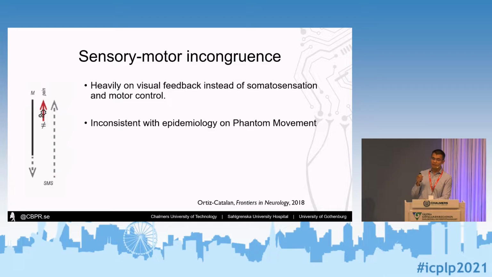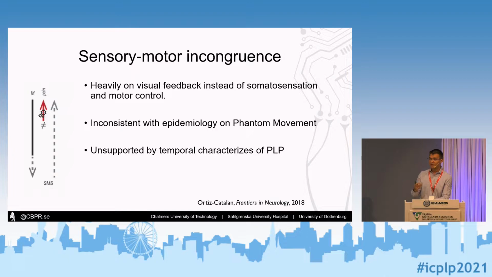As I said before, and you saw in the talk of Dr. Raffin, there's plenty of evidence, and this paper is from 2018, showing that the more a patient can move their phantom, the less phantom limb pain they have. That contradicts this whole idea of sensory-motor incongruence, because of the proprioceptive feedback and even visual feedback.